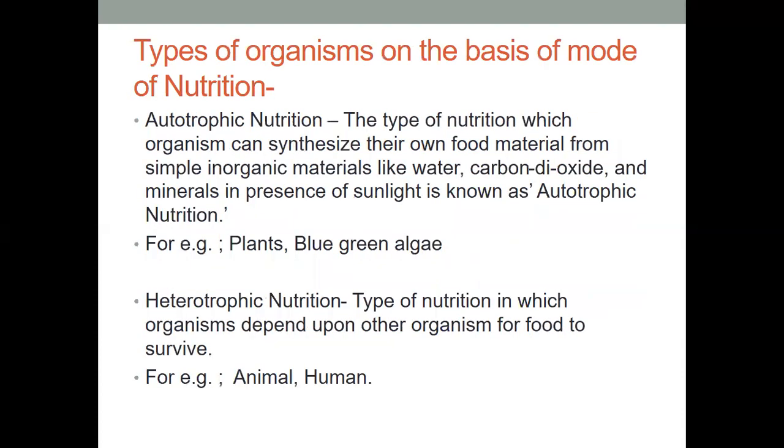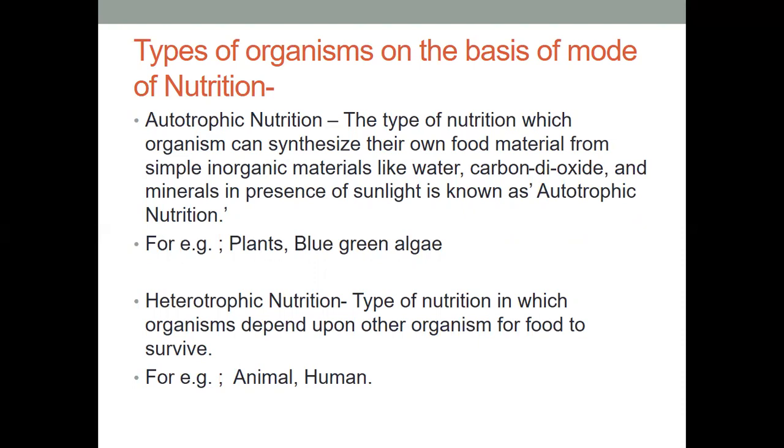Okay, so there are two types of organisms on the basis of mode of nutrition. As we all know, first are autotrophic organisms and second are heterotrophic organisms. Autotrophic organisms are those which can produce their food on their own with the process of photosynthesis.